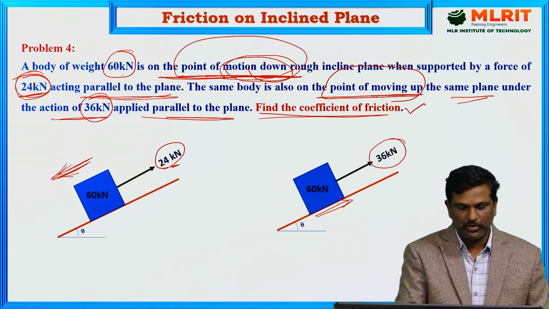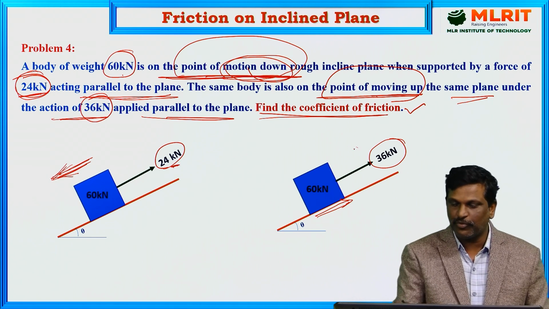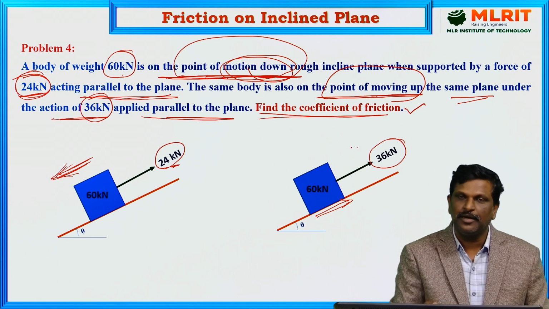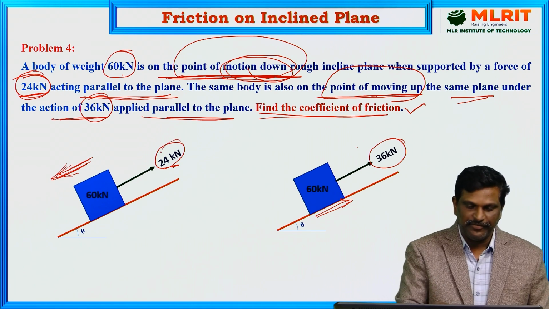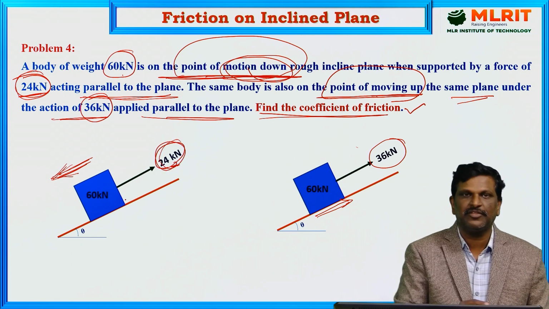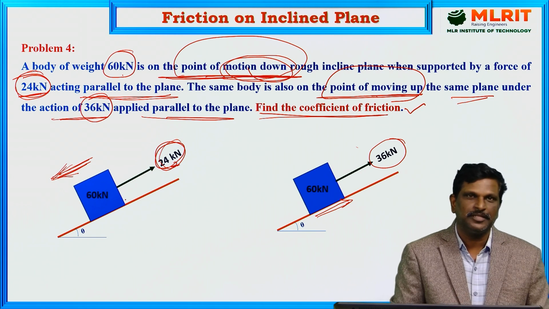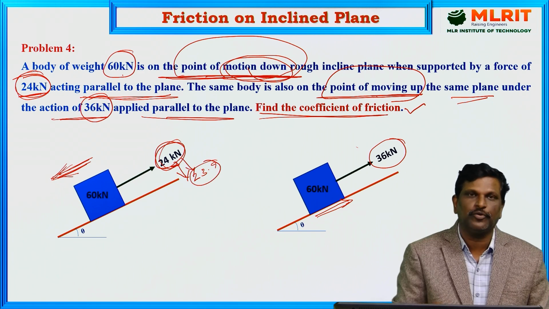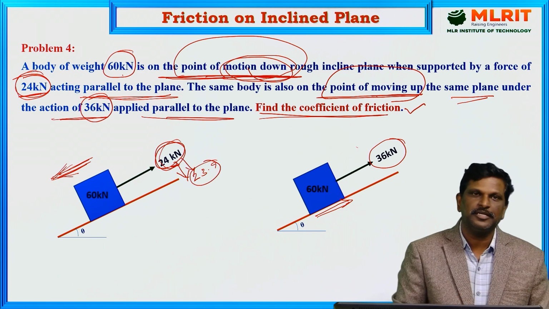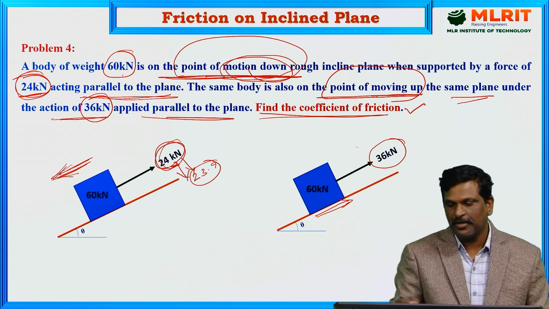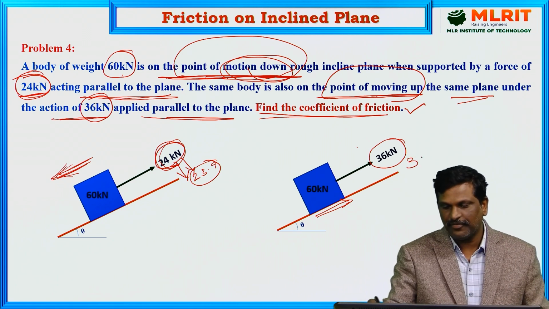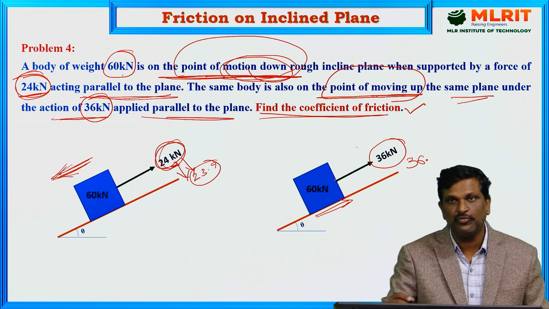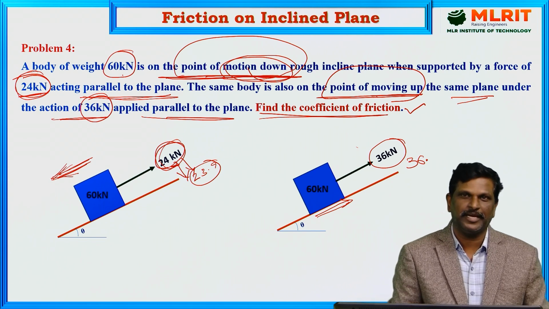From 24 kilonewtons to 36 kilonewtons, the body is at rest. At 24 kilonewtons, the tendency of the body is to move downwards. That means if this force is reduced to 23.9 or any value less than 24, the body moves downwards. If we increase the force to any value more than 36, the body moves in the upward direction.